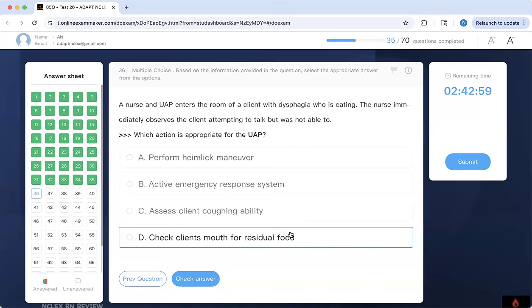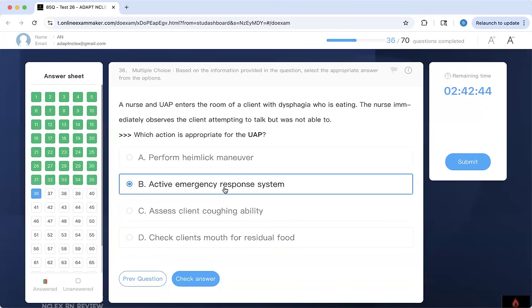Perform the Heimlich maneuver, activate the emergency response system, assess the client's coughing ability, check the client's mouth for residual food. UAP, what can they do? You pick your answer? Of course, all they can do is activate the emergency response system.